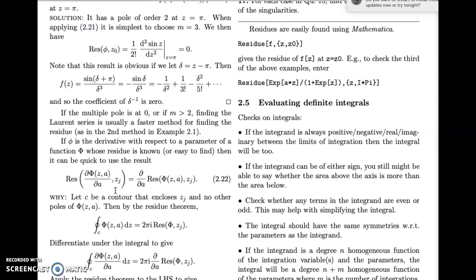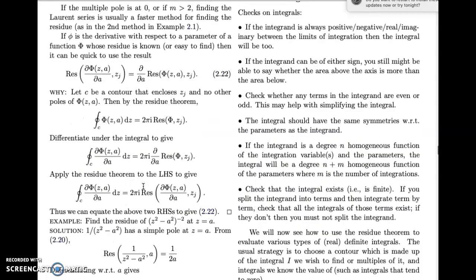Now we come on to a third method. If phi is a derivative with respect to a parameter of a function, whose residue is known or easy to find, then we can use the following result. I think what I'll do here is just skip to an example and then go back to see exactly what's been happening. So if I want to find the residue of (z squared minus a squared) to the minus 2, so 1 over (z squared minus a squared) squared, at z equals a.